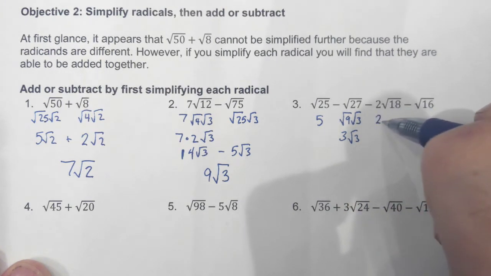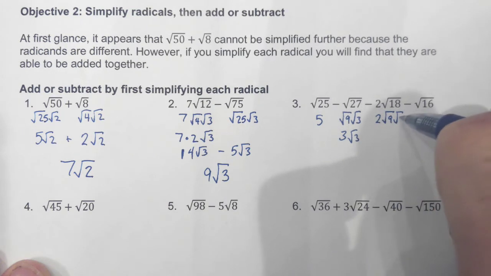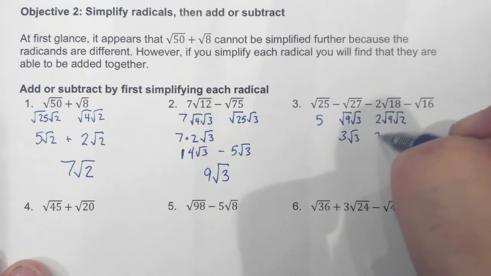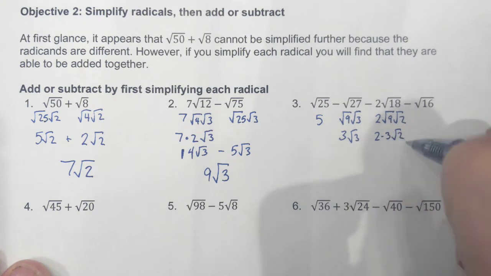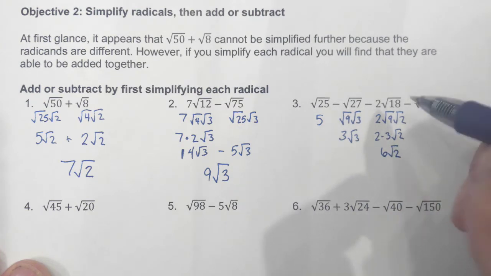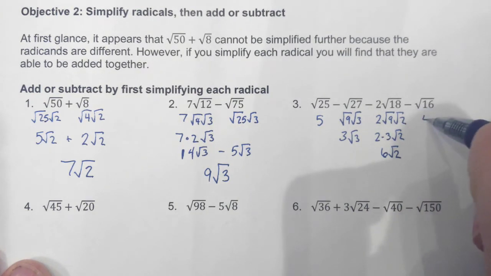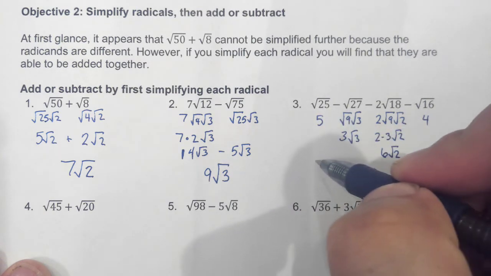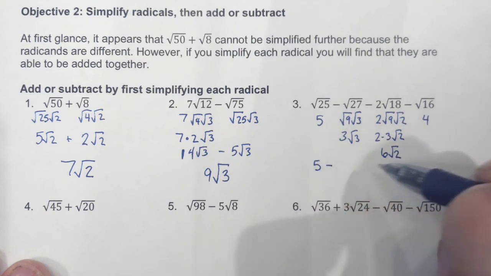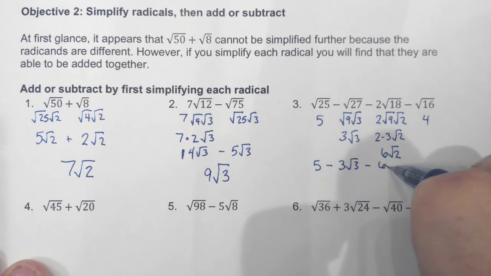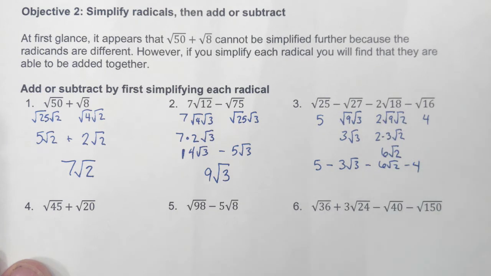The next one, we would have 2 times 9 times 2, because 9 times 2 is 18, and 9 is a perfect square. The square root of 9 is 3, so we have 2 times 3 times the square root of 2, so that's 6 square roots of 2. And then on the back there, we've got the square root of 16, which is just 4. So all I need to do here is line everything up with my symbols. So I have 5 minus 3 square roots of 3 minus 6 square roots of 2 minus 4.